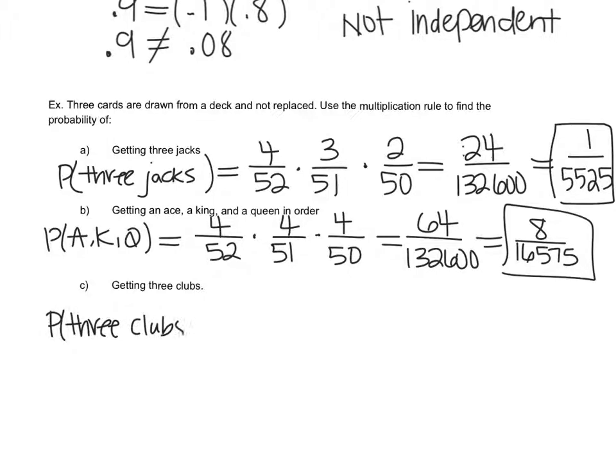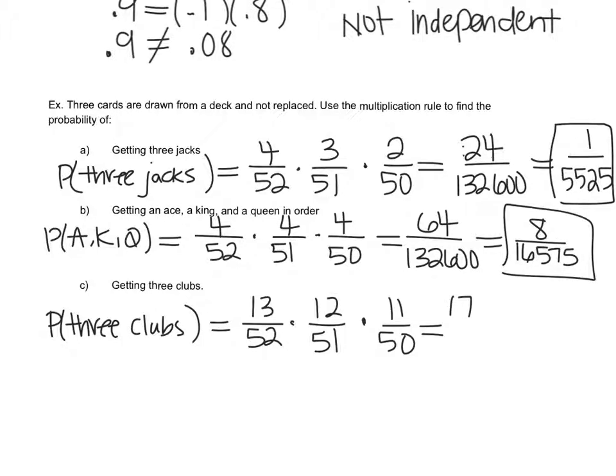3 clubs. So first we want to find the probability the first card is a club. There are 13 clubs in a deck of cards. So the first probability is 13 out of 52. Then the probability that my second card is a club. There are now only 12 clubs remaining out of 51 total cards. And then the probability that the third card is a club is 11 out of 50. So we multiply our 3 fractions together.